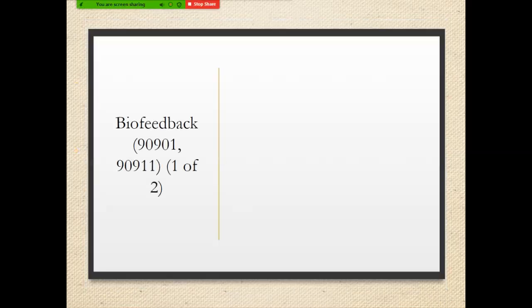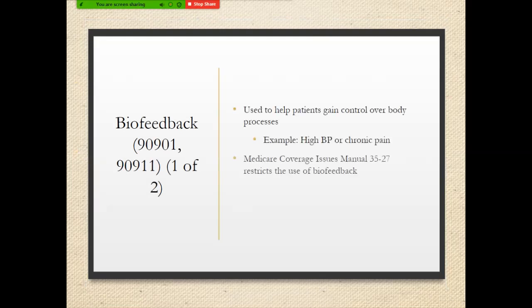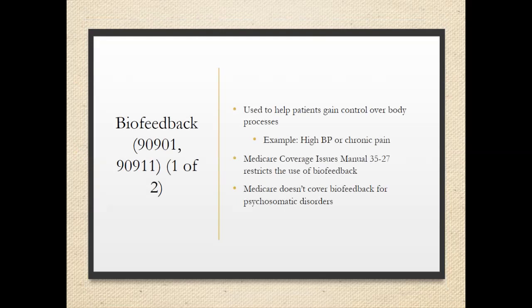So now we're going to talk about biofeedback, 90901, 90911. So biofeedback is a process by which individuals can monitor or manage psychological processes that are normally out of their control. It's used to help patients gain control over bodily processes, for example, high blood pressure or chronic pain.